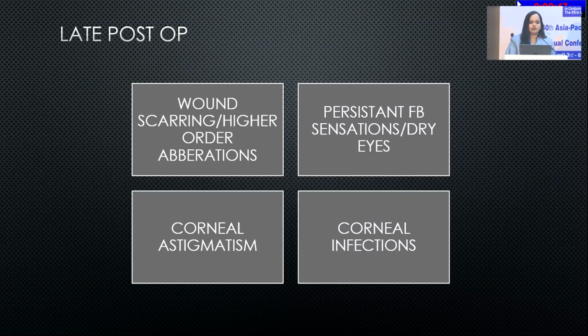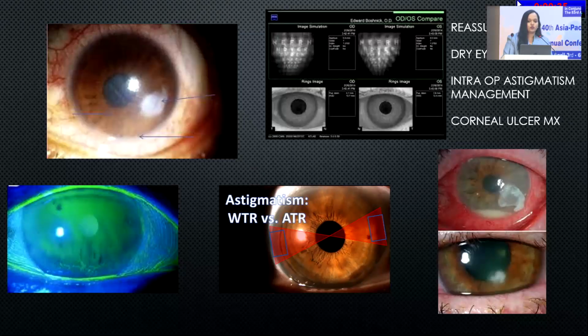And the most common problem, that is a foreign body sensation, which persists for almost 4 to 6 weeks in post-cataract patients. In most cases, the pre-existing dry eye should be looked into. Any corneal infections that can develop in the later period because of long-term use of topical steroids should also be taken into consideration. So reassurance is the key in most of these cases, a good dry eye management, astigmatism management, and corneal ulcer treatments.